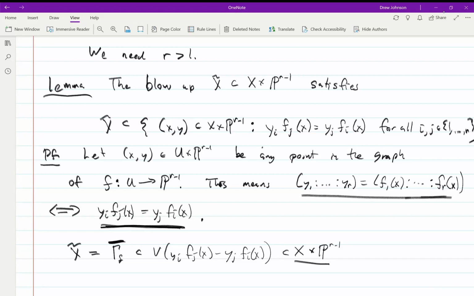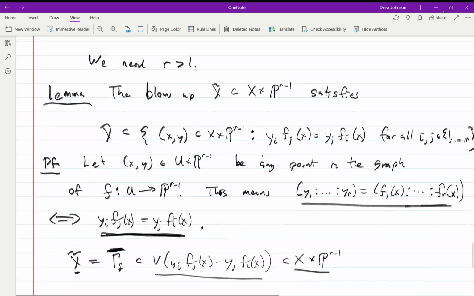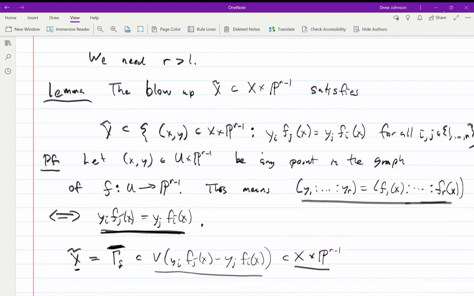But this vanishing locus here is already closed. So if I take the closure of this, I have to take the closure of that too, but that's already closed, so we don't need to do that. And this gives us exactly what we want: x tilde is contained in this vanishing set. Maybe you want to think a little bit about why this vanishing set is closed. Maybe we need to restrict these functions to an affine cover, but if you restrict them carefully to the affine cover of P^(r-1), you'll see that this is just a vanishing set of some regular functions. Okay, good.